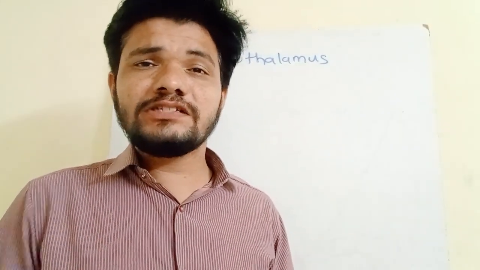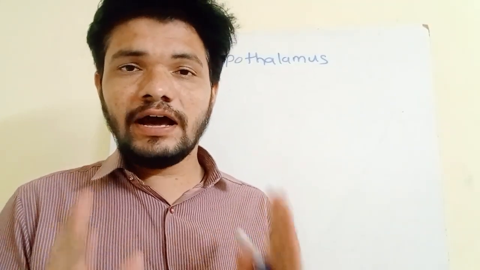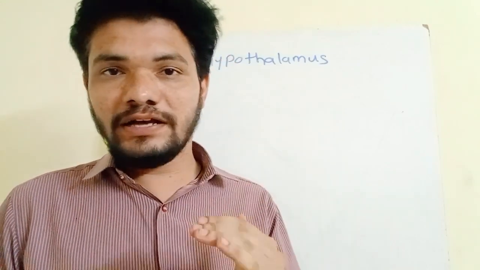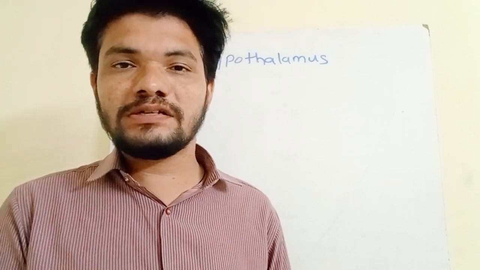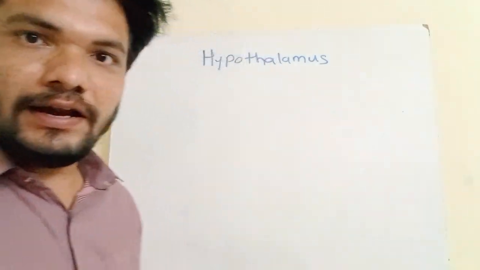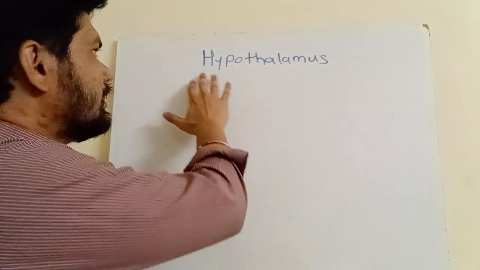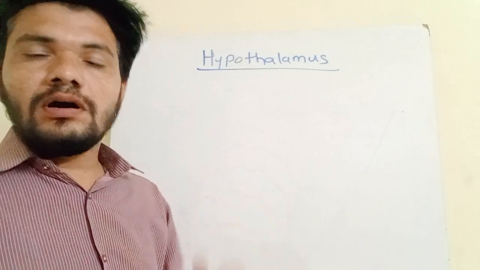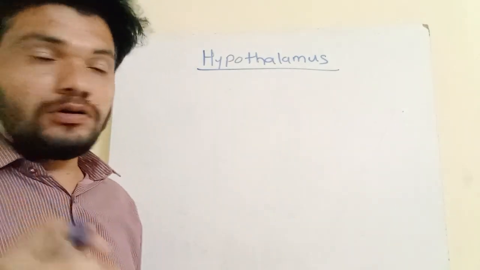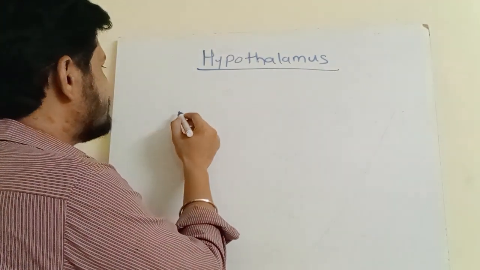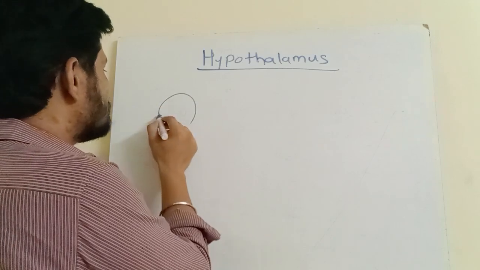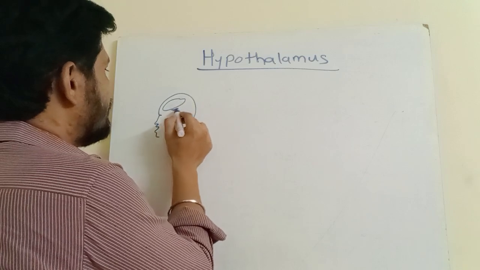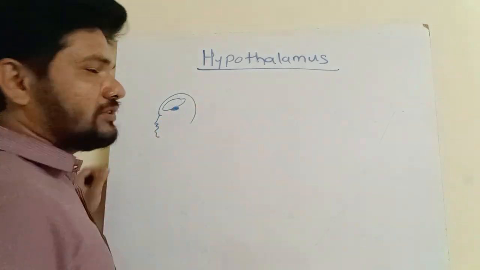Welcome back, friends. In this video we are going to learn about the hypothalamus, which is the first part of our endocrine system, the master of our master gland, which is the pituitary gland. First of all, let's see where it is located. It is the basal part of your forebrain called diencephalon. Suppose this is your skull, so this is your forebrain, and it will be located in this region.